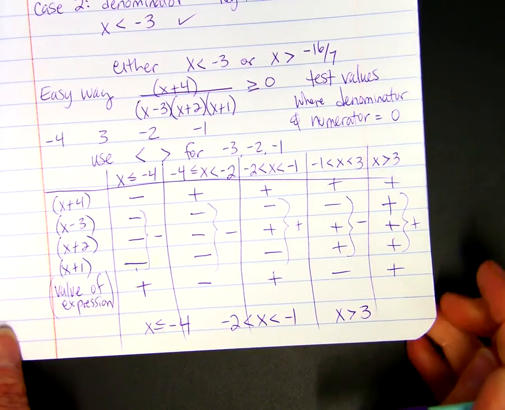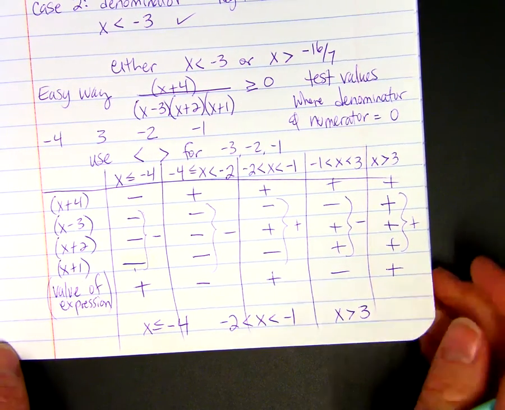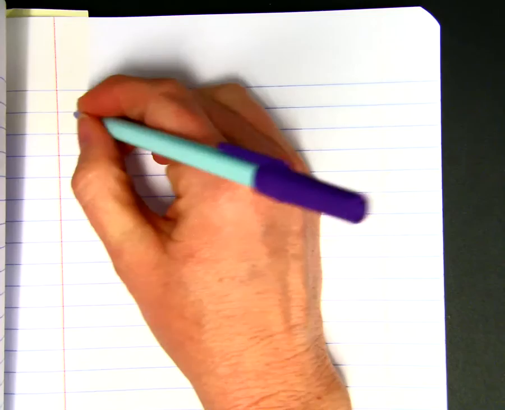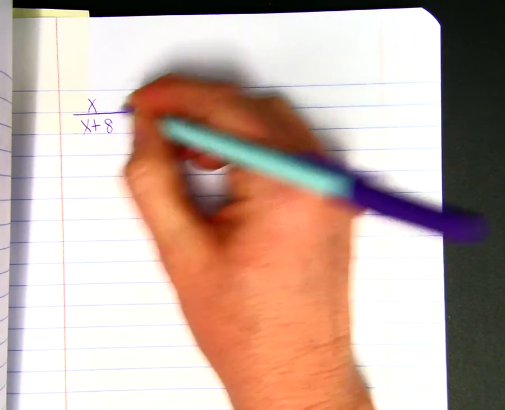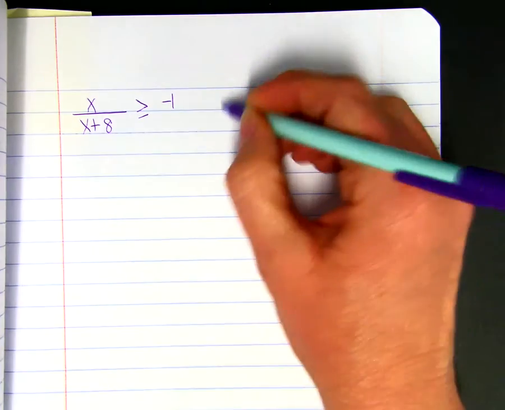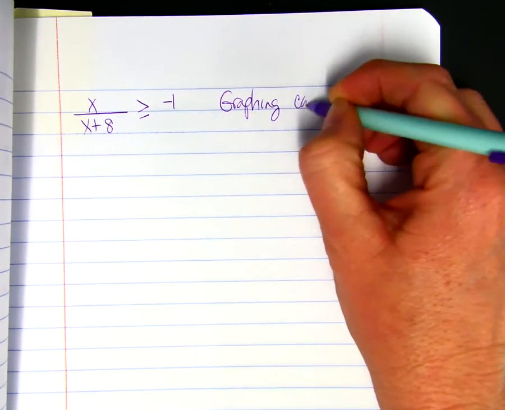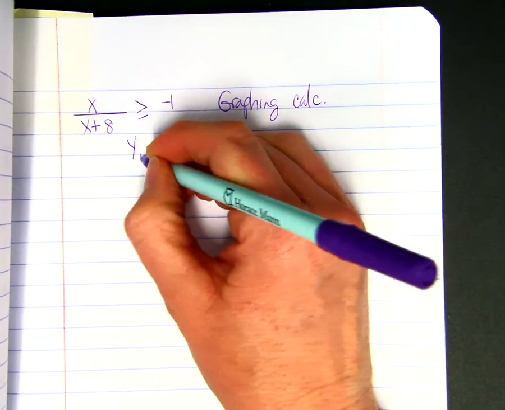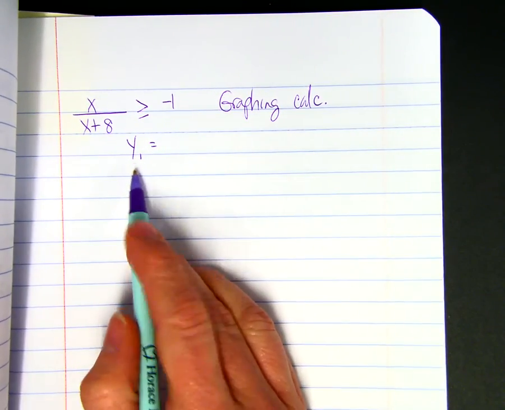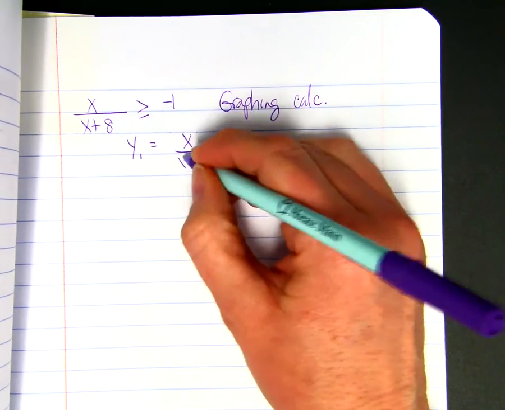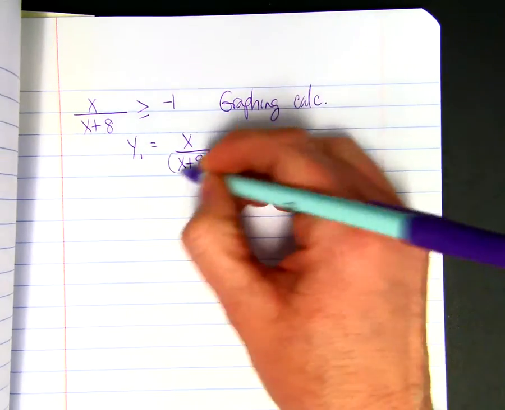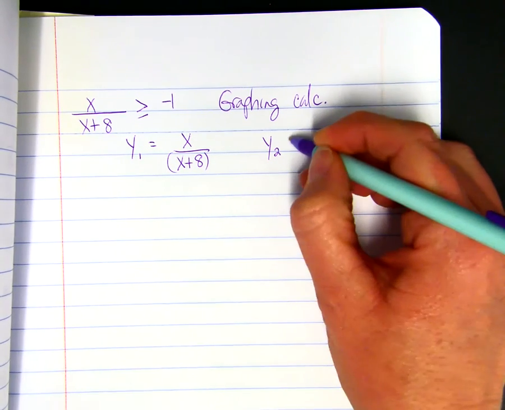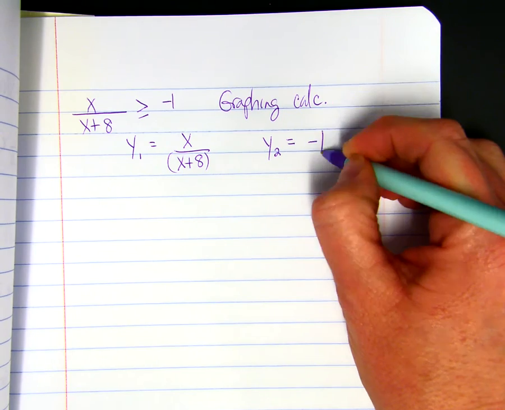Okay. So I'm going to show you how you can do this on a graphing calculator, which might make it a little bit easier if it's not greater than or equal to 0 like it was on that previous one. So here's an example: x over x plus 8 is greater than or equal to -1. So this is a graphing calculator example. In your first y equals, put in x divided by x plus 8. Make sure you put that in parentheses. And in the second one, put y equals -1.